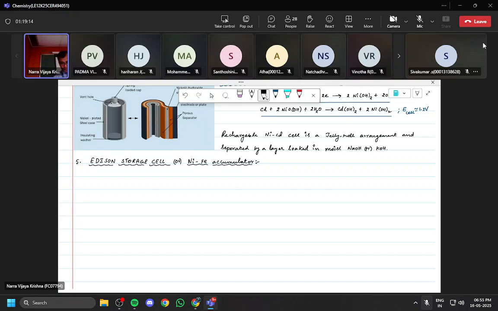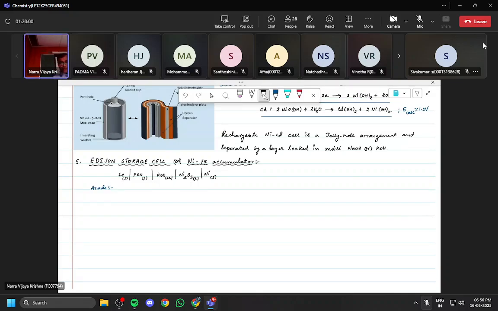Observe this cell representation, sir. Iron, interface, iron oxide interface, KOH aqueous, salt bridge, again KOH aqueous. So both cells have KOH aqueous. That's why I have removed the salt bridge. So KOH aqueous, interface, Ni2O3, interface, nickel. Are you able to understand? Understood or not? Now, coming to anode. Which acts as anode? Iron. Which acts as cathode? Nickel.